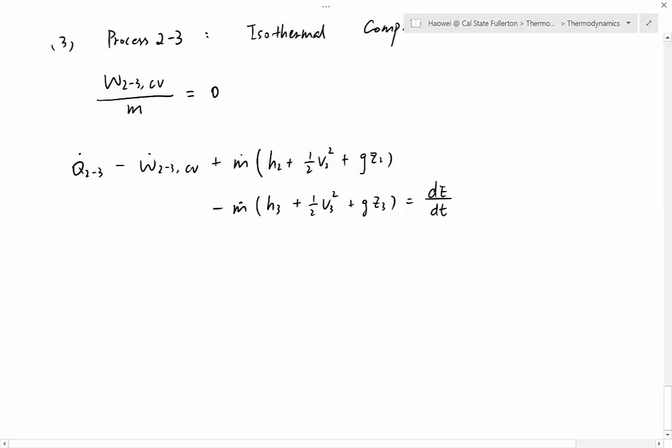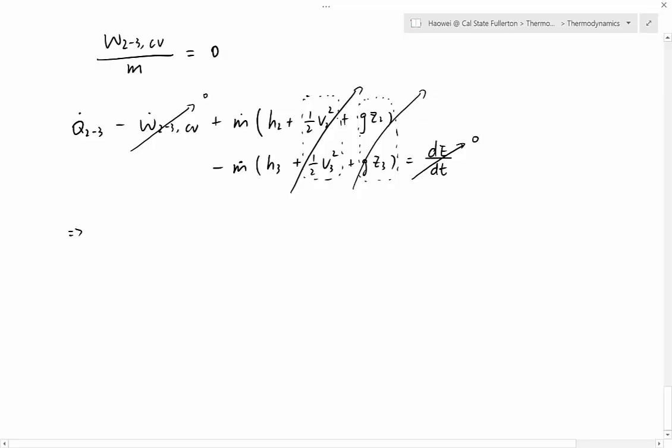So now we do the same. dE over dt goes to 0 because it's still a steady state. WCV is equal to 0, no moving parts. And then this is the change of kinetic energy. There's no change in kinetic energy. Neglect delta KE. We also neglect delta PE because there's no change in height. So same as before, Q dot 223 over m dot is equal to q223, and the solution is h3 minus h2. So now we just need to find h2 and h3.